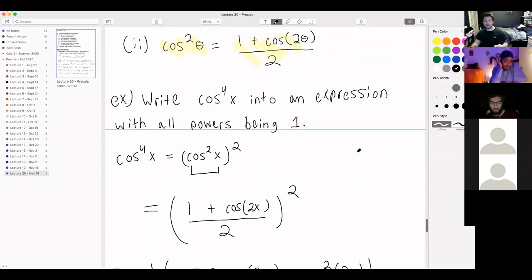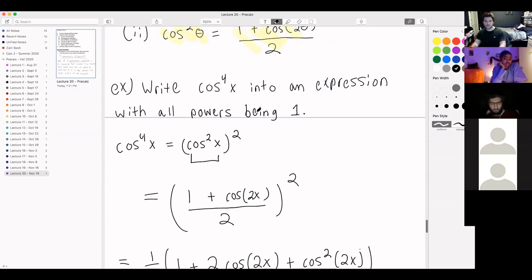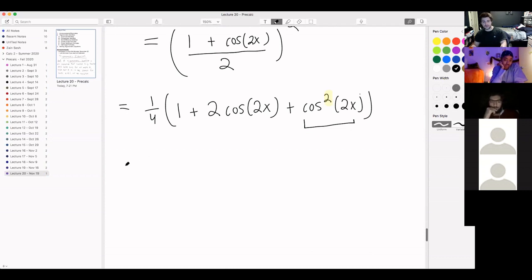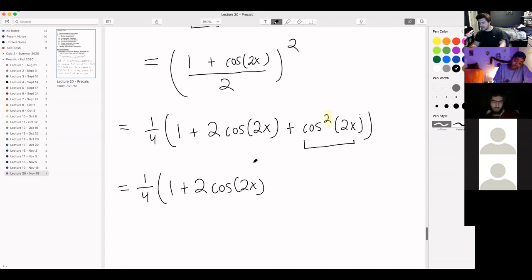Okay, we're not done yet. Look at the prompt. We need all powers being 1. We still have a power of 2 here. So we need to again apply the power reduction formula to that last piece. So let's do that. This will be 1/4 times 1 plus 2 cosine of 2x. Now, cosine squared of 2x will be 1 plus cosine of 4x over 2.